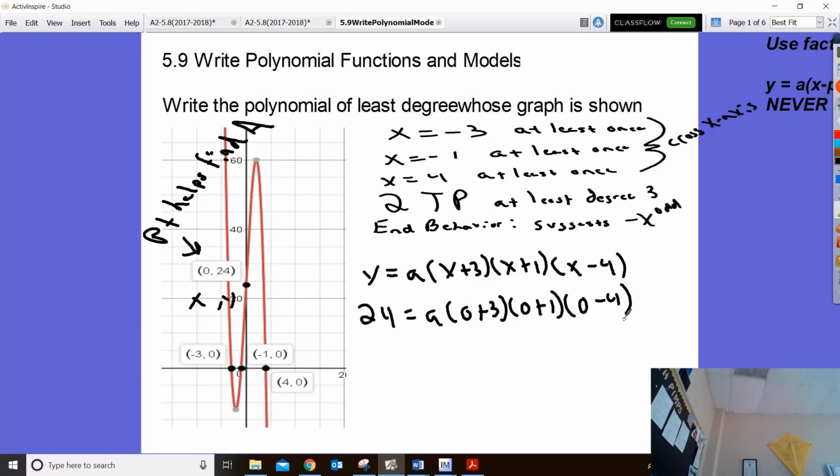You know, don't be the kid who does 0 plus 3 in the calculator. Oh my God, don't be that kid. I think you got 3 times 1 times -4. What is that? -12. So that's attached to a. Do a little division. What's your a value? -2. End behavior suggested that, didn't it? It suggested a negative a value. It's kind of how we check our work as we go. So our actual equation happens when we plug this in.